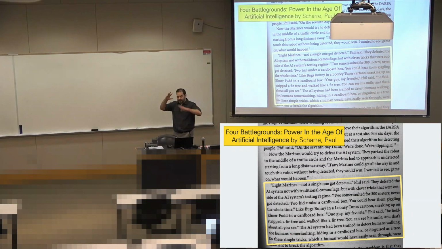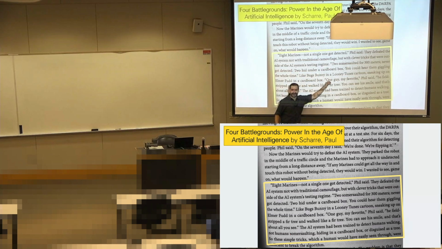But if that made your brain get terrified of reality for a little bit, here's where I can help you relax a little bit more. This is from the book Four Battlegrounds: Power in the Age of Artificial Intelligence. And specifically, it's how we get to see that AI still has a lot of things to get work done. And you select few, maybe the ones working on it. Specifically, 8 Marines, not a single one of them got detected. How did they defeat this AI system with no camouflage? Well, 2 of them just rolled for 300 meters.